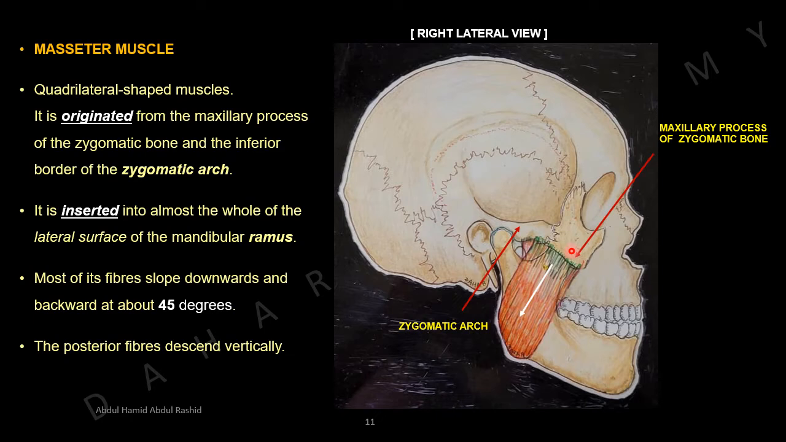It originates from the maxillary process of the zygomatic bone and along the inferior border of the zygomatic arch. It is inserted into almost the whole of the lateral surface of the mandibular ramus. Most of its fibers slope downwards and backwards about 45 degrees. The posterior fibers descend vertically.